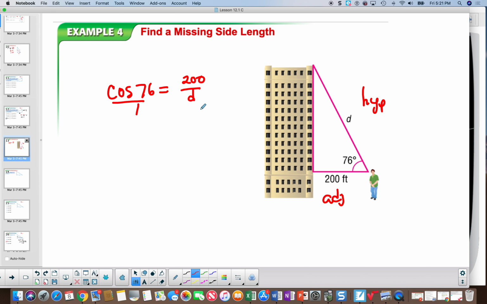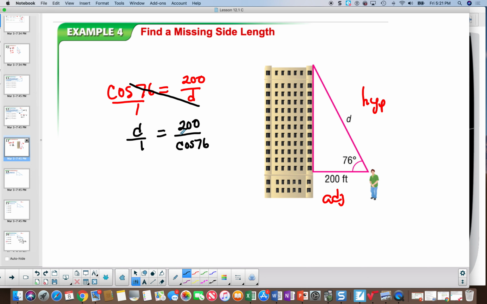Now when I do proportions like this, I know that when I cross multiply right here, I'm going to get this answer. And so I know that in proportions, I can rewrite this as d over 1 is equal to 200 over cosine of 76. I know that anything on the diagonal can be reversed, because when I still multiply, I'll still get d cosine of 76 when I cross multiply. The reason this is an advantage is now I know what d is.